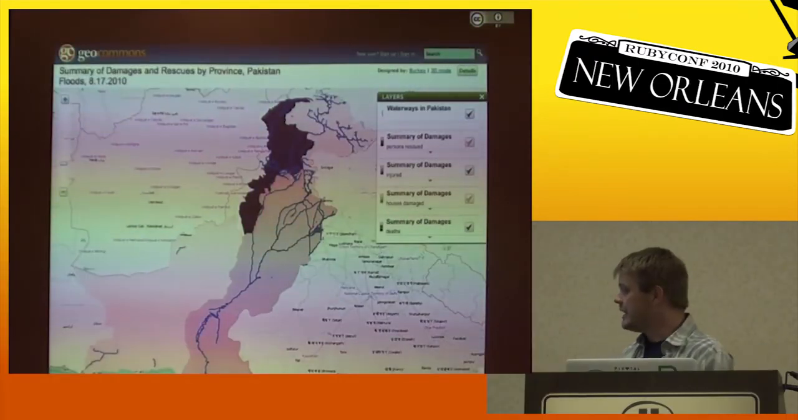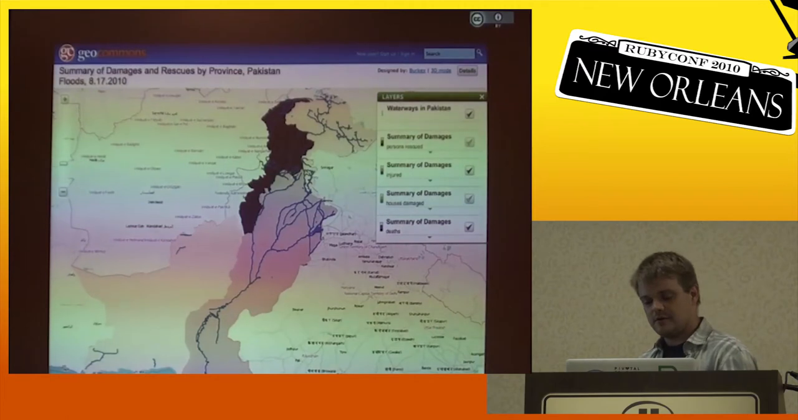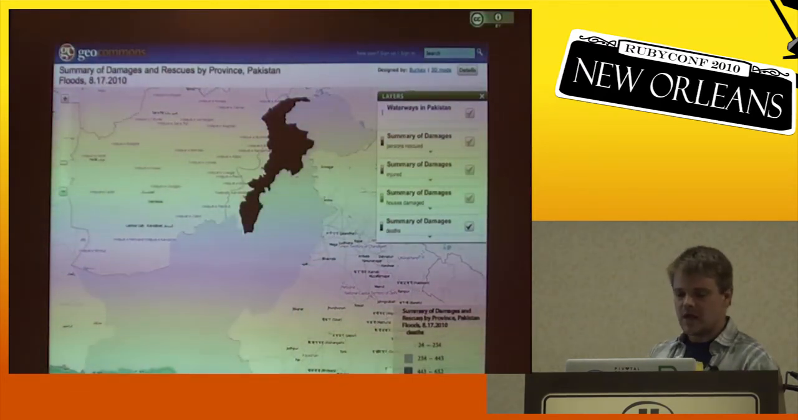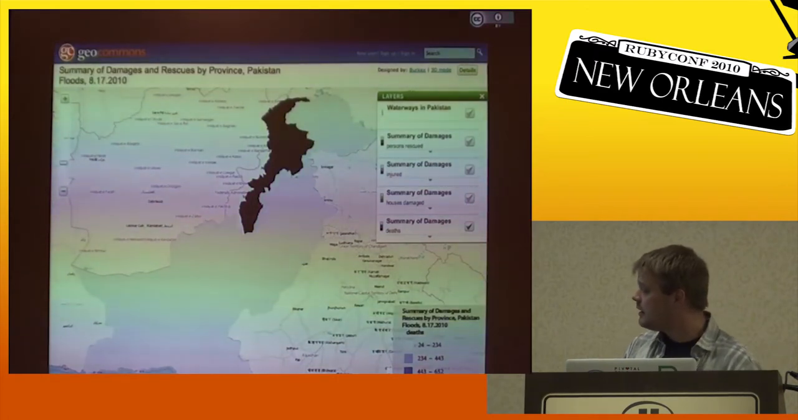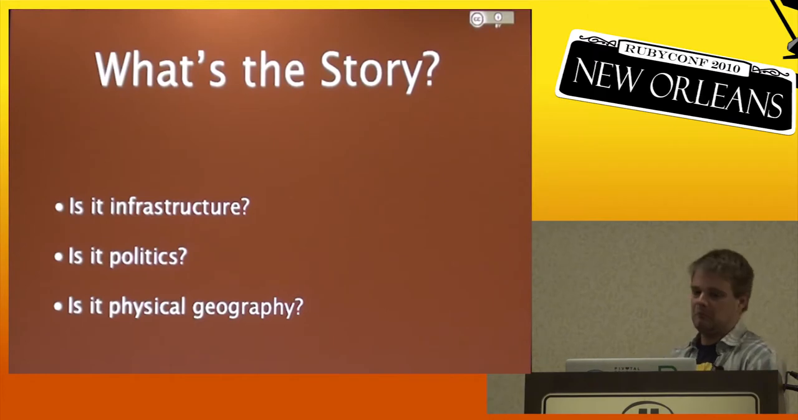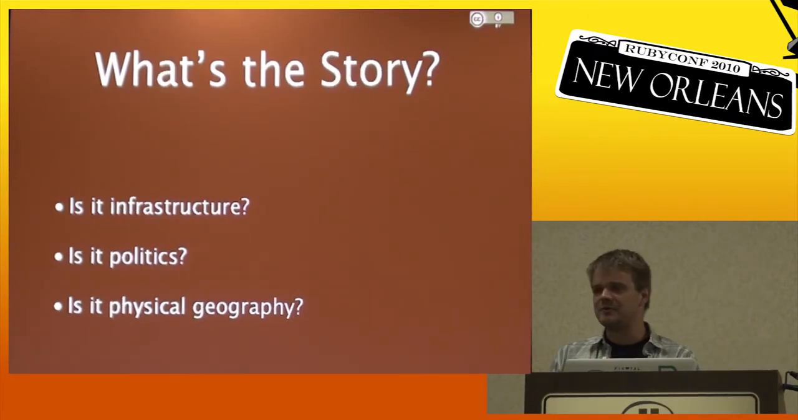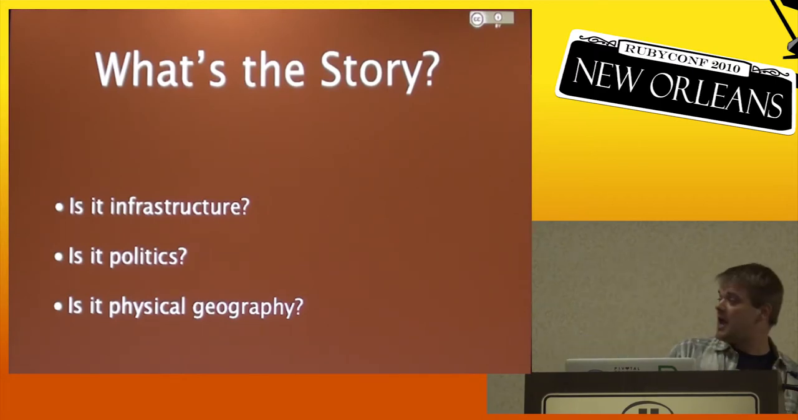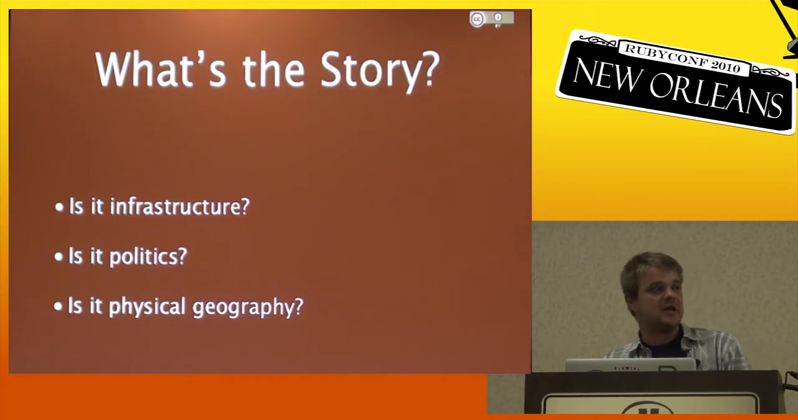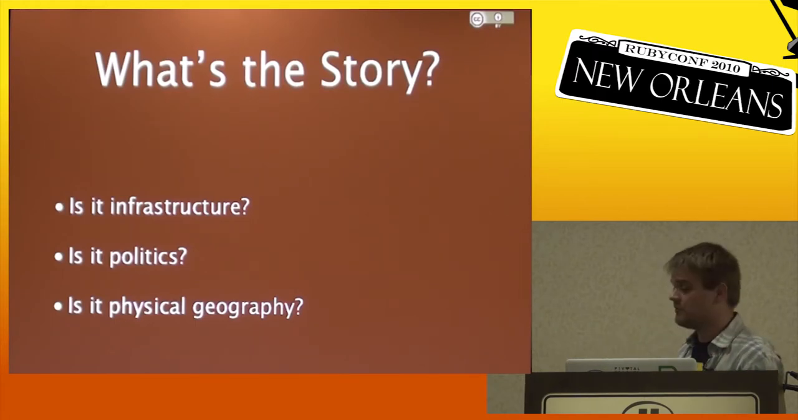This shows you where people were injured. This shows you where casualties occurred. So what's the story of that map? Is it infrastructural? Was it political? Did it have something to do with physical geography? I'm not sure. I would guess that since the data was aligned by province, it had something to do with the relative effectiveness of emergency services on a provincial basis in response to that disaster.